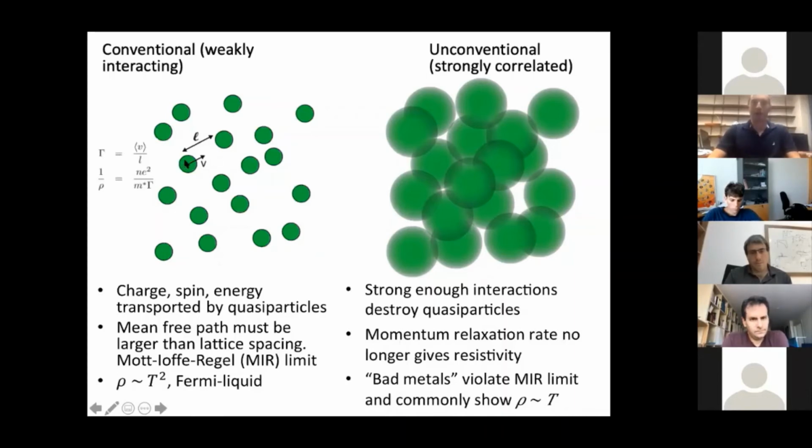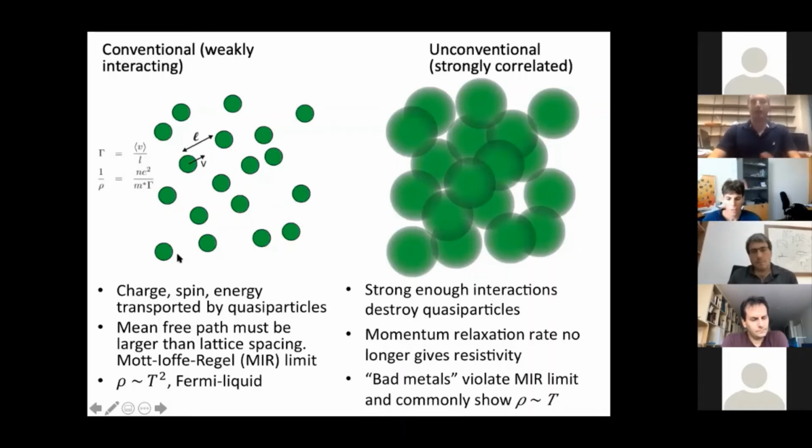We can relate this through the Fermi velocity to a scattering rate, gamma. This would be the momentum relaxation rate. And we know from basic freshman physics that this is related to the resistivity of the system through a Drude model. So if you measure the mean free path, you can link it to the resistivity.